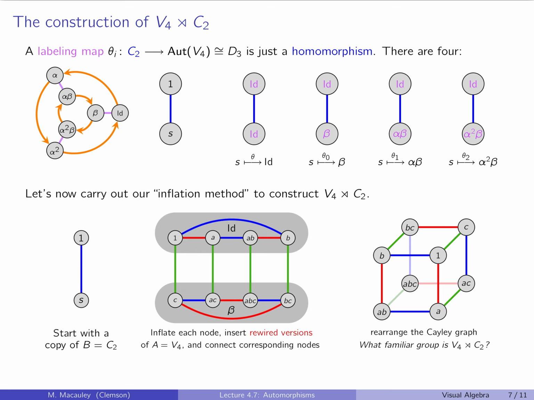We start with a Cayley graph of B, and we inflate the nodes and stick in a Cayley graph for A in the first one. We're going to call that the identity rewiring. And then we apply the rewiring beta to the Cayley graph in here. And then we connect up each corresponding pair of nodes. Now, this looks like a direct product, but it's not, because notice red-green is not green-red. And if we rearrange this a little bit, we can see that it looks like a cube. So we have not actually seen this Cayley graph before, right? What do you think that is?